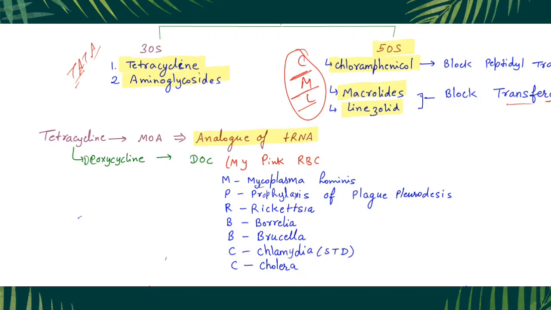Doxycycline is the drug of choice in My Pink RBC. My Pink RBC means remember M, P and RBC. What is My Pink RBC used for? Mycoplasma hominis, prophylaxis of plague, fluorodesis, rickettsia, borrelia, brucella, chlamydia, cholera. You can remember it as rickettsia, borrelia, brucella, chlamydia, cholera. Repeat it two or three times and you will remember it. In all these cases we use doxycycline.